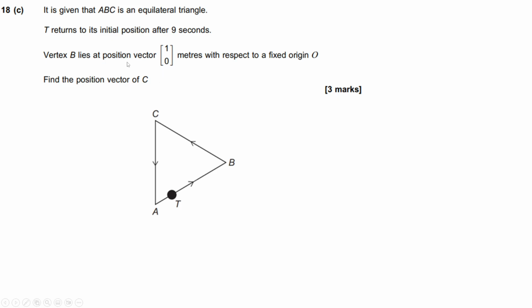We've got B, and careful here, it's not a velocity vector, it's a position vector. So it's got a position vector (1, 0). Okay, and I'm just going to put this equation on the side here. I'll leave that for a second. Now, the fixed origin is just going to be somewhere here.